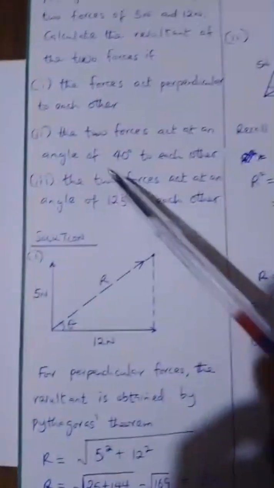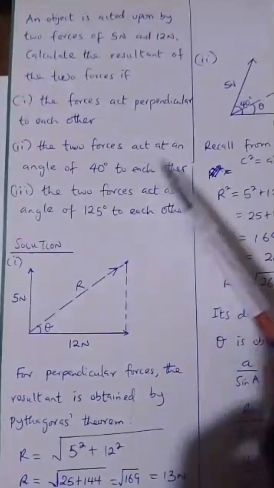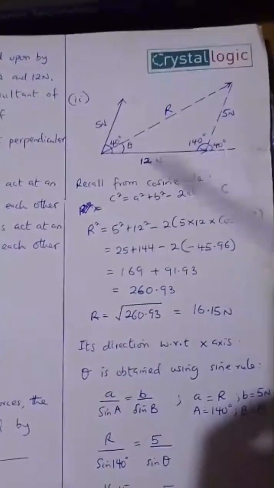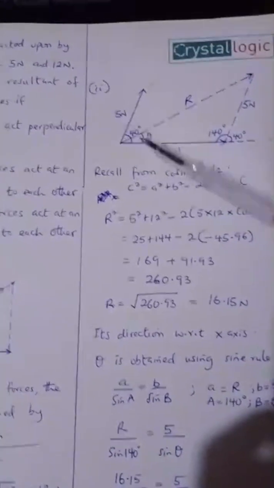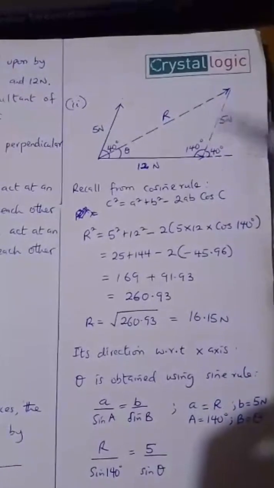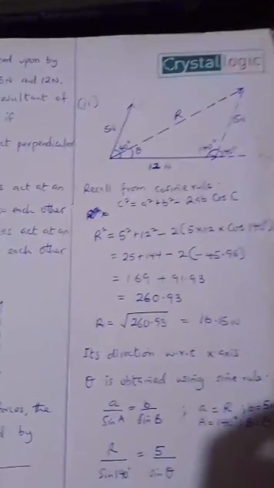Now let's look at the second case. The second case is if the forces were acting at an angle of 40 degrees to each other. Now it's no longer perpendicular, so it looks something like this. This is a 5 Newton force and this is a 12 Newton force, acting at an angle less than 90 degrees, 40 degrees. So this is the diagram. Of course you need the opposite sides, so it forms a parallelogram, and the opposite sides of a parallelogram are also equal, just like a rectangle.